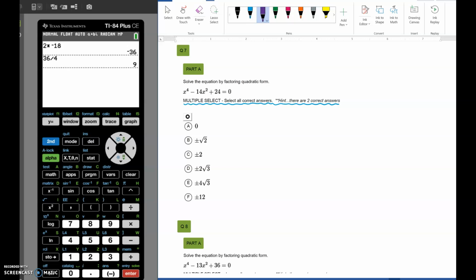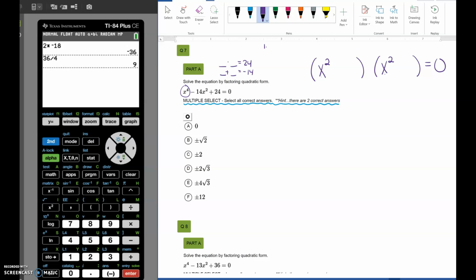Factoring quadratic form means that when we factor this thing into 2 sets of parentheses, if this was just x and x, x times x is x squared, we need it to be x to the 4th. So this is going to be x squared and x squared. Otherwise, we treat it the same. We're looking for 2 numbers that multiply to give us 24. Those same 2 numbers have to add up to -14.